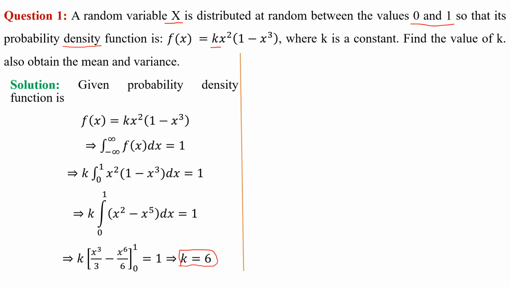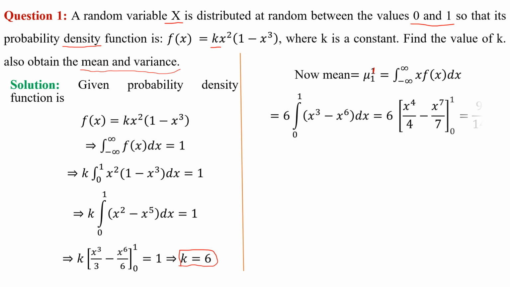Now the other part is to find the mean and variance. To find the mean and variance for any distribution or random variable, we need mu1 dash, which is the first moment about the origin. So it is the integration from minus infinity to infinity of x f(x) dx. Again, simple integration is required. As you know, k equals 6, so we keep 6, 0 to 1, x^3 minus x^6, because we have multiplied by x here. So simple integration: x^4 by 4 minus x^7 by 7. Once you put the limit 0 to 1, for 0 it is 0, so it is 1 by 4 minus 1 by 7.